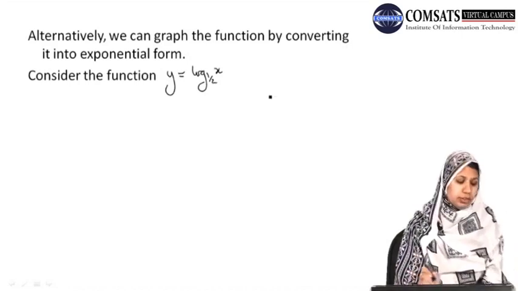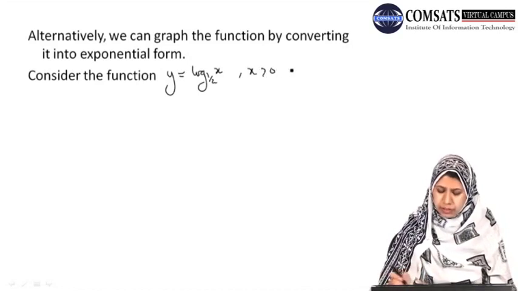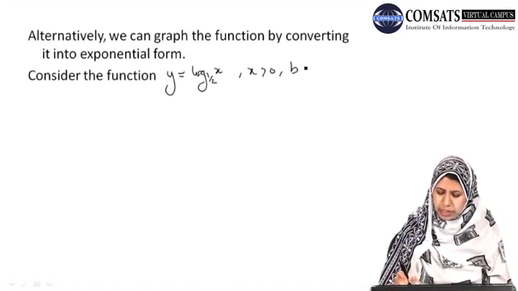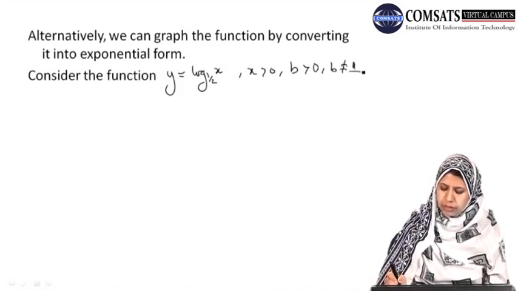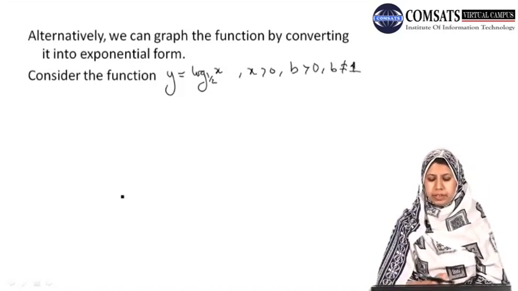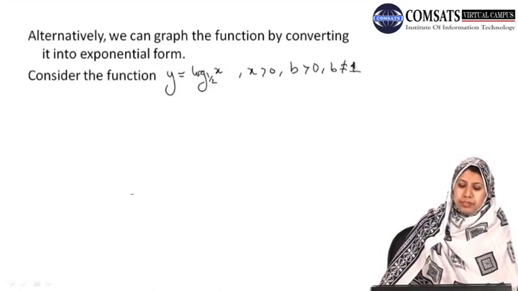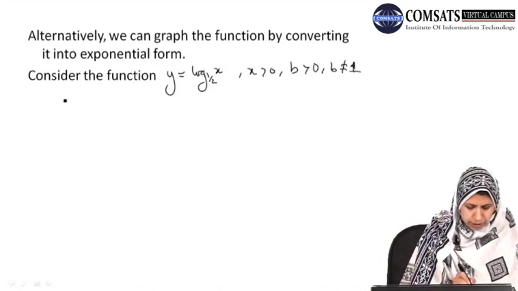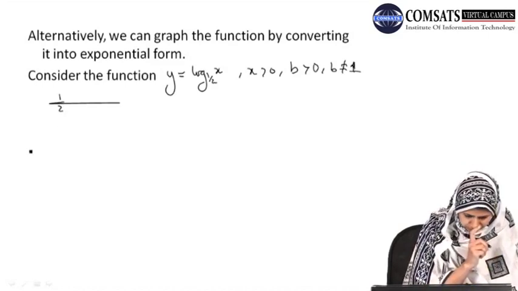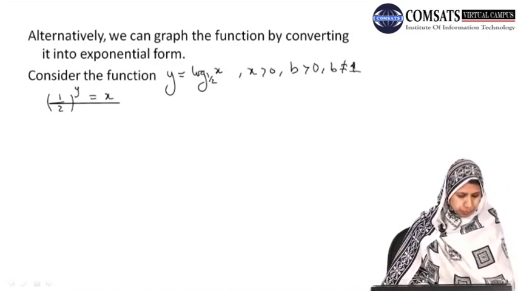to the base 1 by 2. If we remember that the condition on x is that x should be strictly greater than 0, the condition on the base is that b should be positive, different from 1. So b is equal to 1 by 2 is allowed, no problem. Now how will we find the graph of this function? We will convert this logarithmic function into the exponential form by writing it as 1 by 2 to the power y is equal to x.